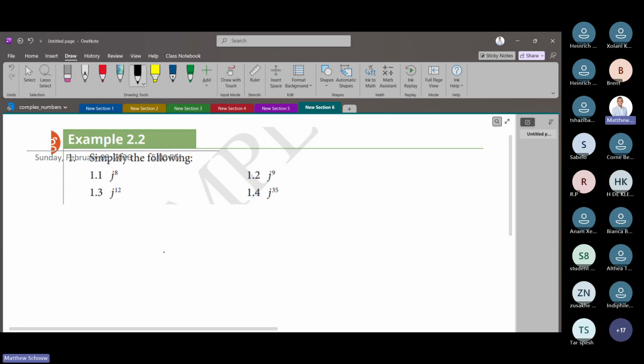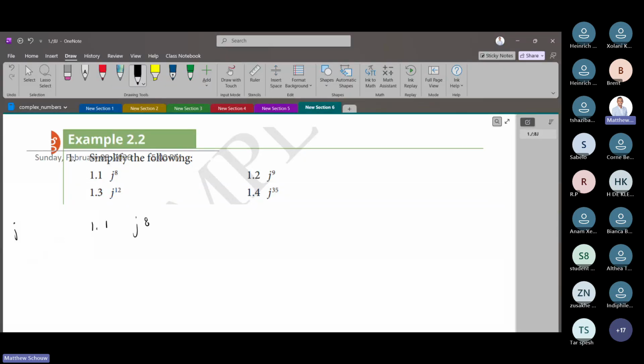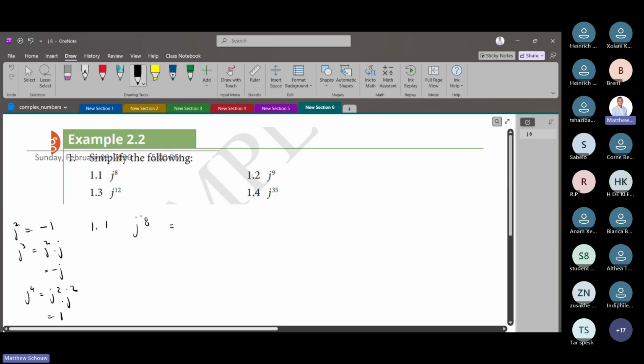So if you do 1.1, like I said, it's J8. But you always want to work it through yourself. You start with J squared being -1. Obviously, you know where this comes from. J3 is simply J squared times another J. But you know that J squared is -1, so therefore this must be -J. J to the power 4 is J to the power 2 times J to the power 2. You know that J2 is equal to -1, so -1 times -1 should be 1. So J to the power 8 is simply 2 J4s. Are you with me?